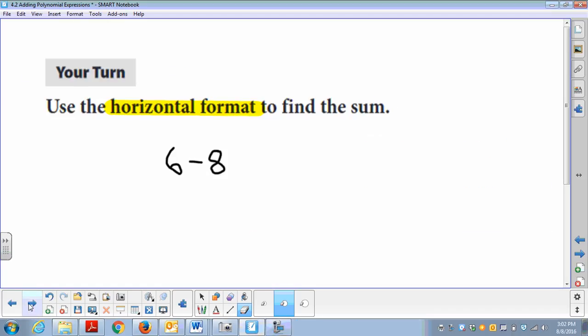Okay, go ahead and take a look at this next set of problems here. Remember, we want to use the horizontal format to find the sum. So you're doing 6 through 8.